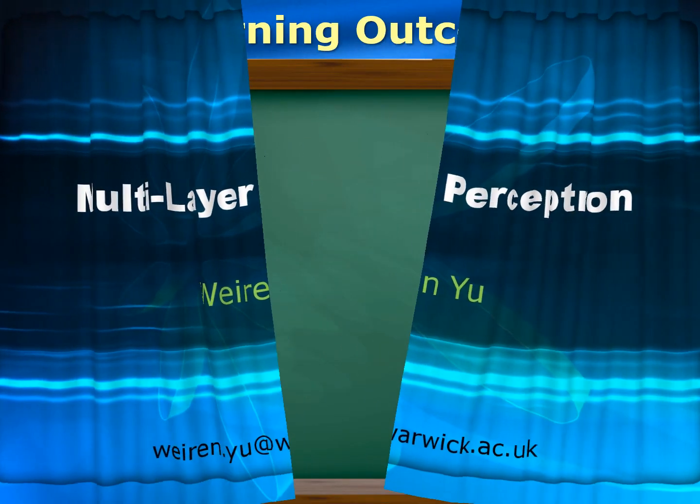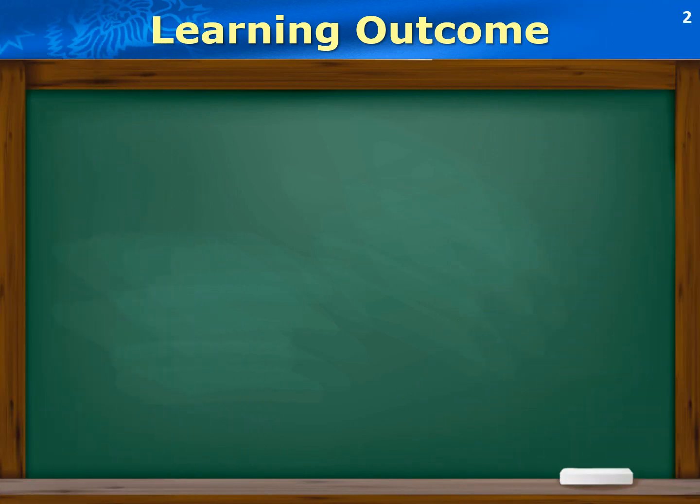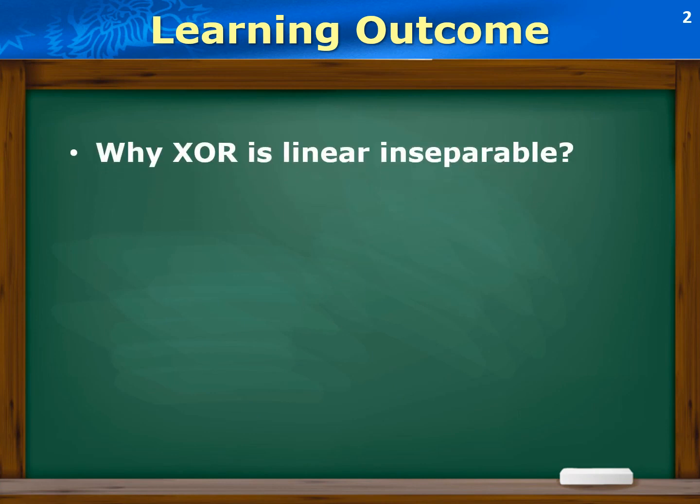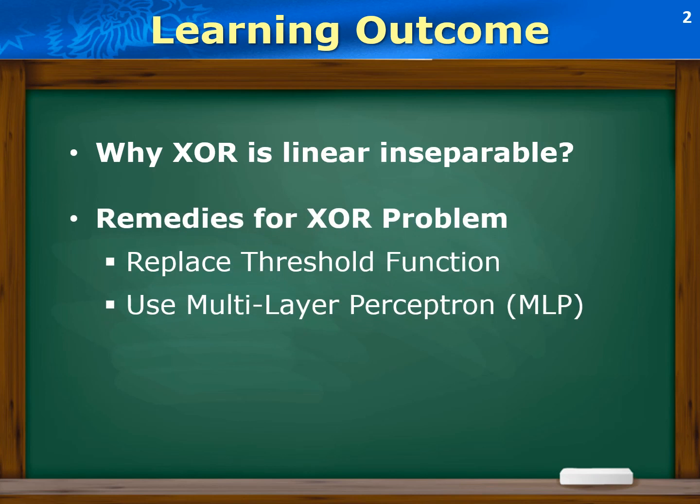Specifically, upon completion of this video, you will be able to learn the basic notion of linear separability and the theoretical reason why XOR is not linear separable. Then I will introduce two treatments to address the XOR problem. One approach is to replace the threshold function of a single layer perceptron. The other approach is to increase the number of layers using multilayer perceptron. You need to know the pros and cons of each method.